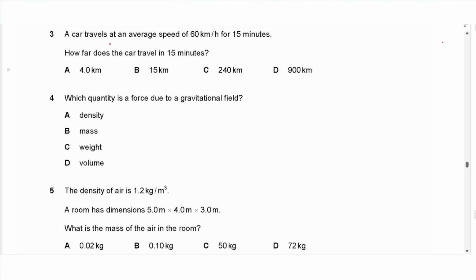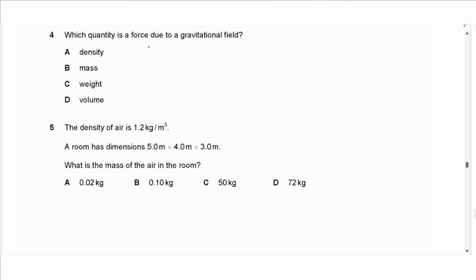Question 3 says a car travels at an average speed of 60 kilometers per hour for 15 minutes. How far does the car travel in 15 minutes? Distance is equal to speed multiplied by time. If the speed is 60 in kilometers per hour, we need the time to be in hours. So we divide the 15 minutes by 60 to convert from minutes to hours, and that would give an answer of 15 kilometers, so we choose B. Question 4 says which quantity is a force due to a gravitational field? That would be the weight, so the answer here is C.